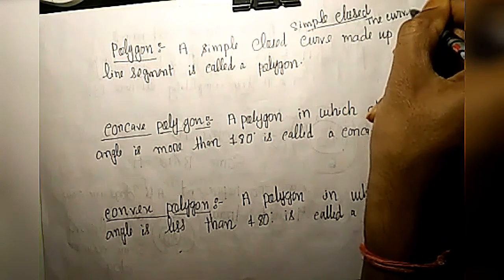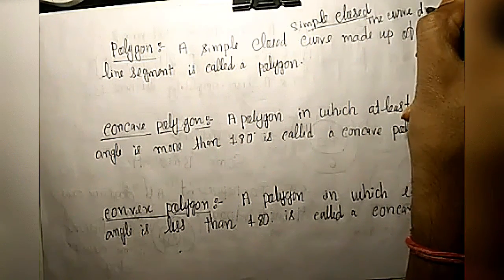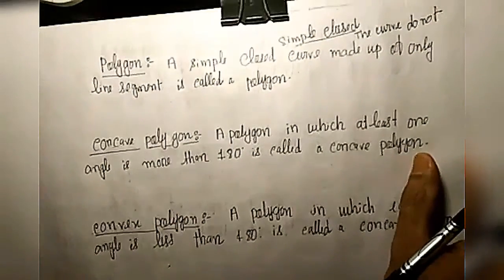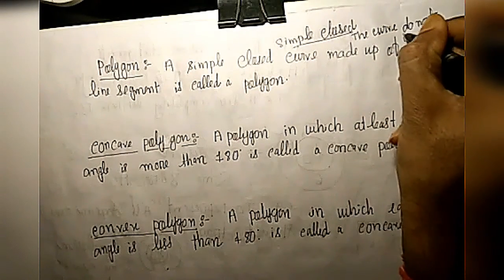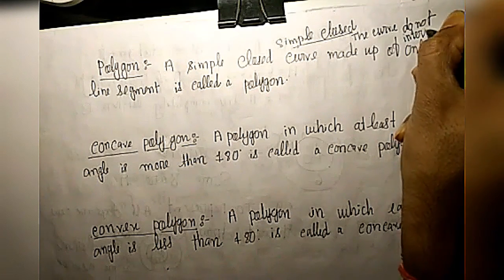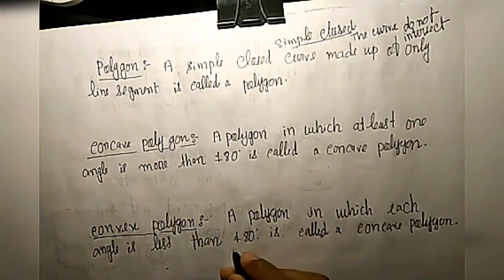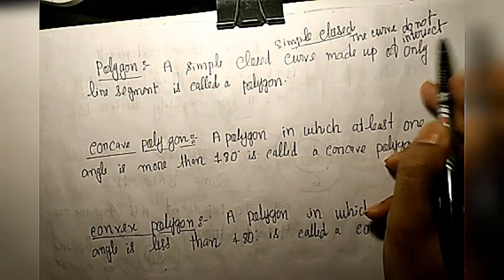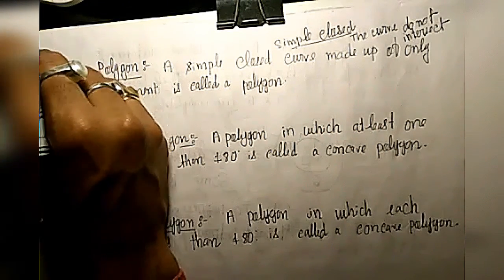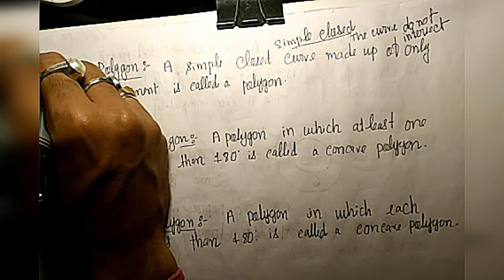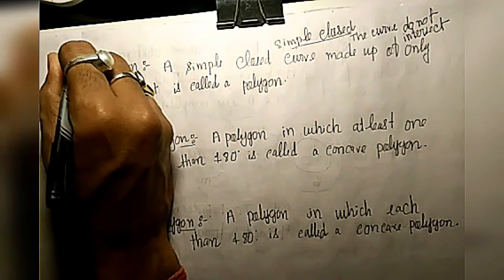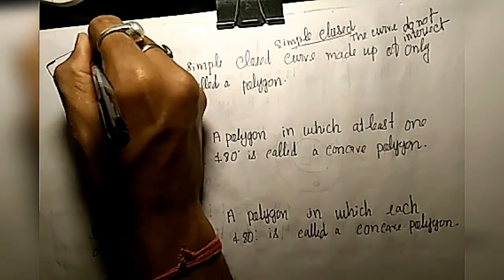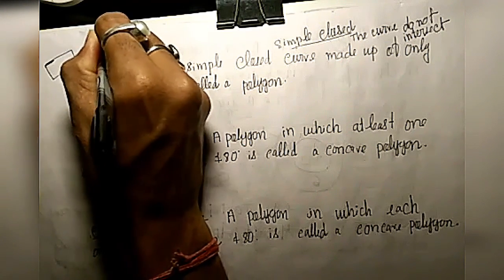A simple curve is a curve which does not intersect itself. So this is known as a simple closed curve. For example, this is a closed figure made up of line segments, as we have seen.